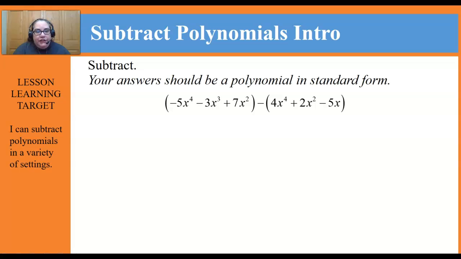So let's take a look at our first example. We are going to subtract, and our answer should be a polynomial in standard form. So again, that means that the largest exponents are on the left and the smallest exponents are on the right. And we do have to be careful, especially as we're going to start mixing up addition and subtraction, that you pay attention to whether or not there's a symbol in the middle and what that symbol is. We just can't assume that it's addition, and we cannot assume it's multiplication. If there's no symbol in between, it would be multiply. So here we clearly have a subtraction sign, so we are going to subtract.